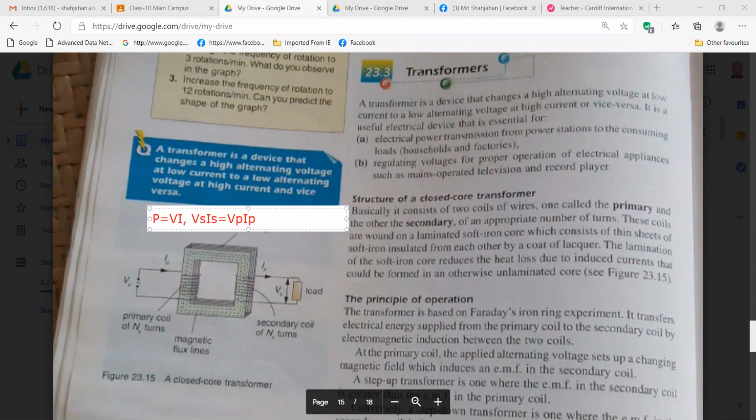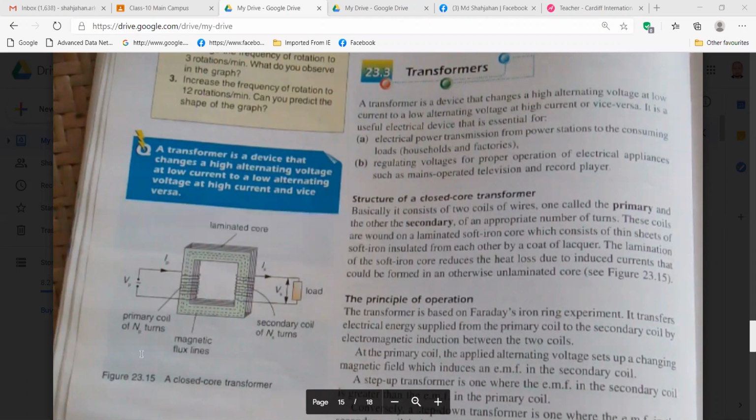That means the power we are getting in the secondary will be equal to the power in the primary. Is it clear to you, everyone? So if the power is same, that means if you are giving more voltage, your current is less. And here you are getting the lower voltage, your current will be more. Do you understand what I'm saying? Or do I have to give a numerical example?